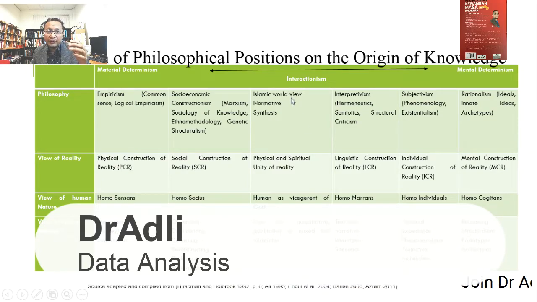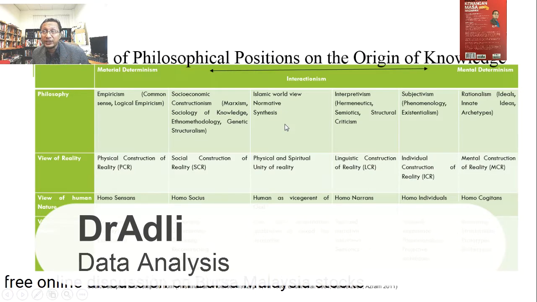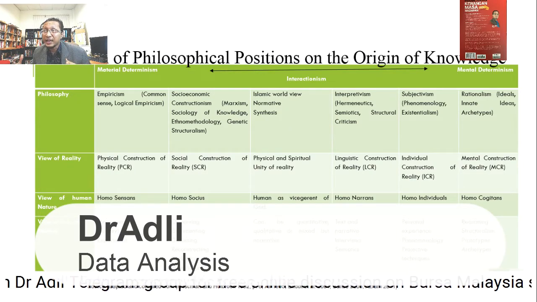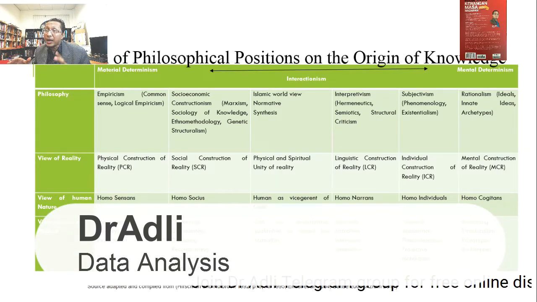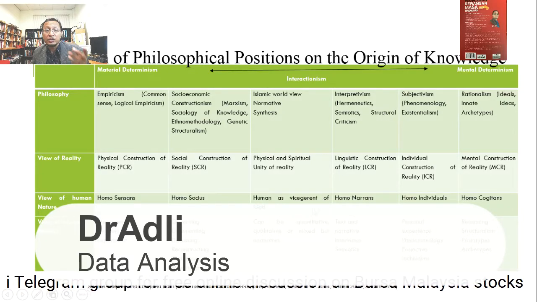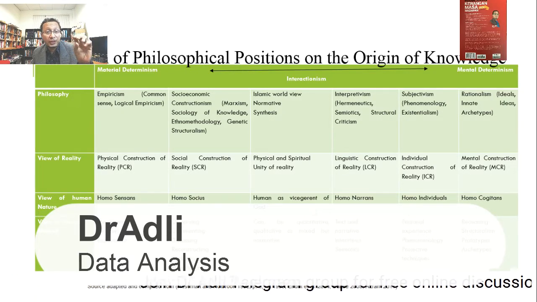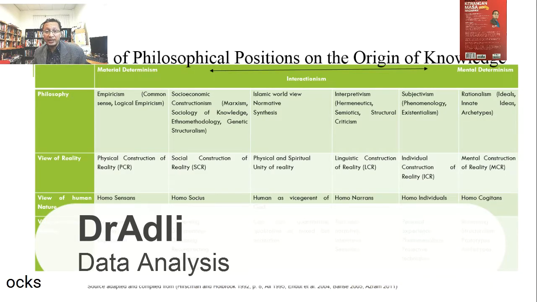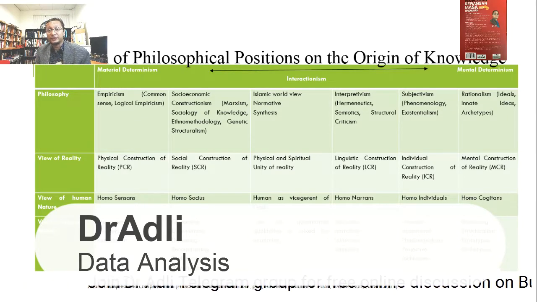And then you also have, this is what I am trying to look at, the Islamic worldview. Normally it's normative in nature, and it also synthesizes what is actually happening, by looking at the revealed and also the acquired knowledge. And then we look at the physical and spiritual unit of reality, right? So human is looked at as the vicegerent or the Khalifa of God, right? So it can be quantitative, qualitative or mixed, but it must be normative, right?